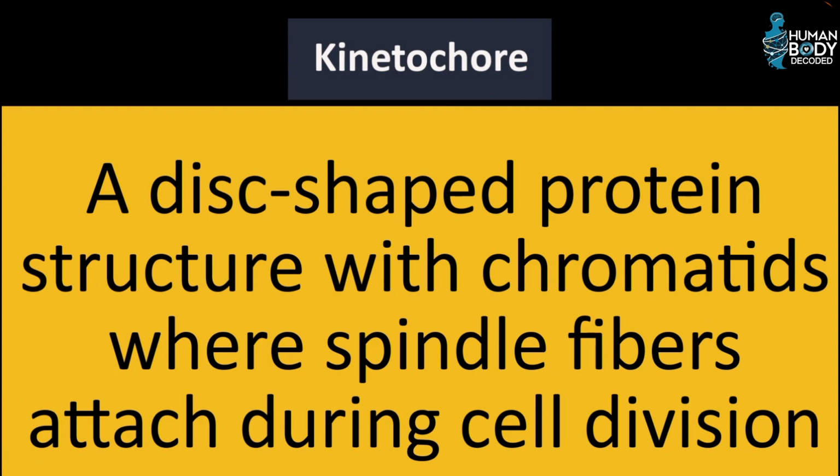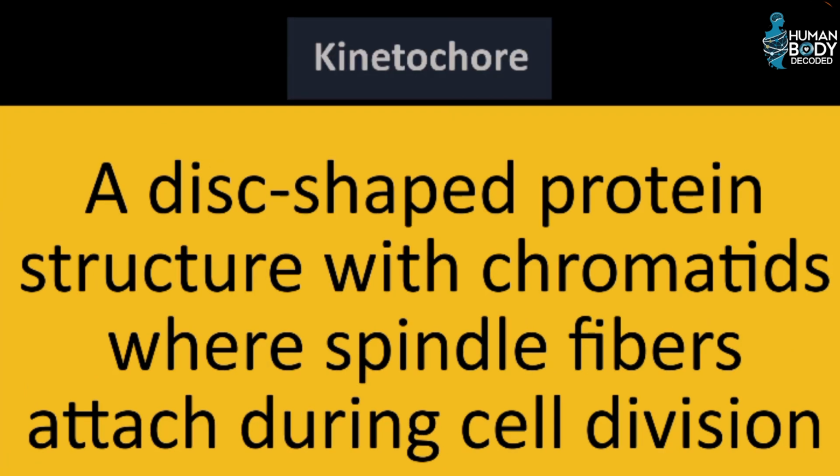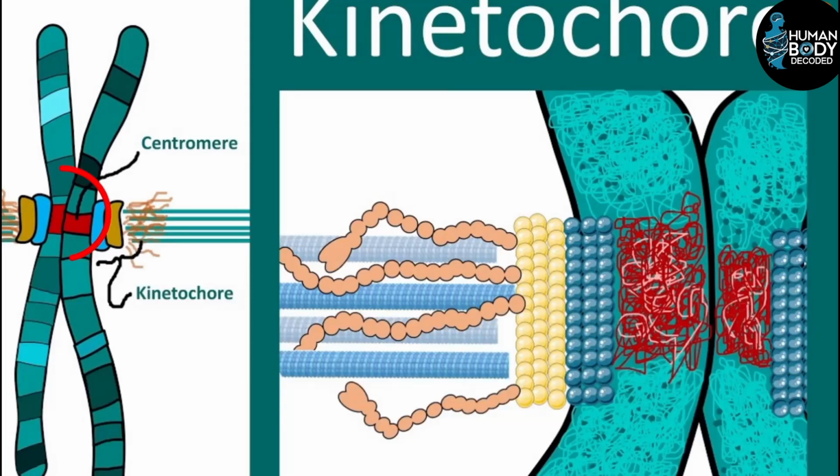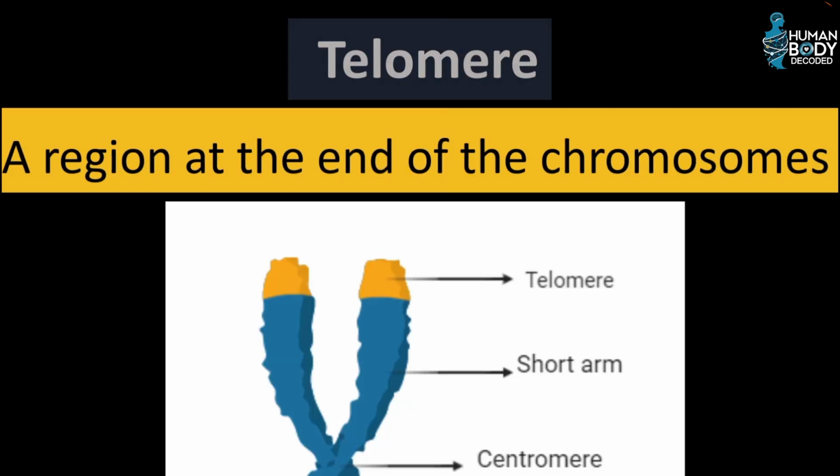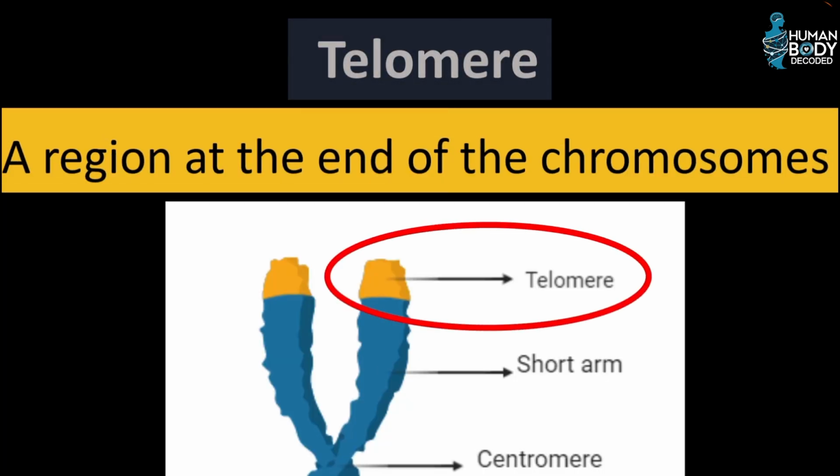Now I will explain what kinetochore is. Students, kinetochore is, as I just explained, chromatids. Within chromatids, there is a disc-shaped protein that we call the kinetochore. This is the kinetochore to which spindle fibers attach during cell division. Now let's move on to telomeres. Telomeres are the end parts of chromosomes. The end region of chromosomes is called the telomere.